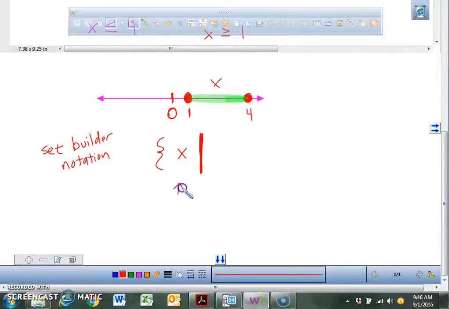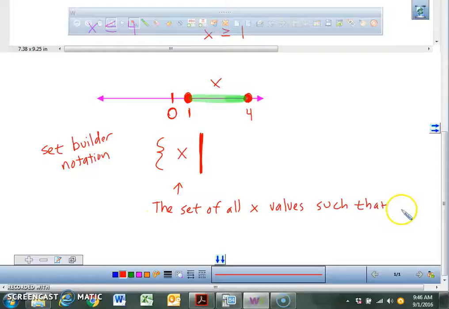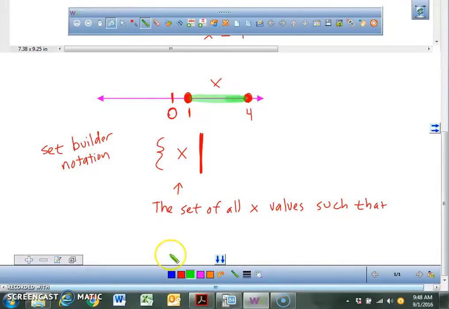All right? This part right here means the set of all x values such that. That right there. All of that. That symbol, that symbol, that symbol, basically is all those words. Give you a chance to write that down. I'll pause.